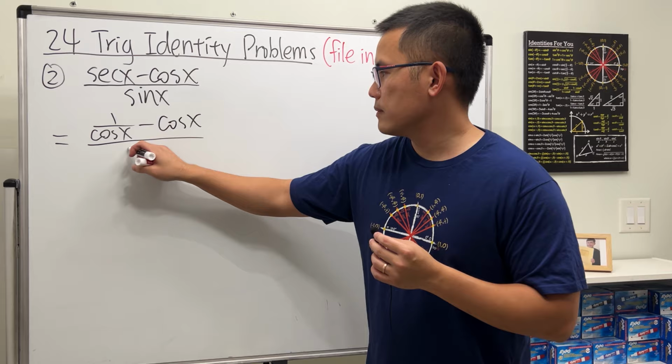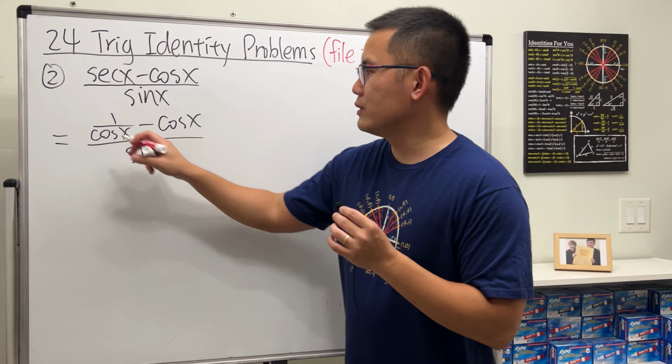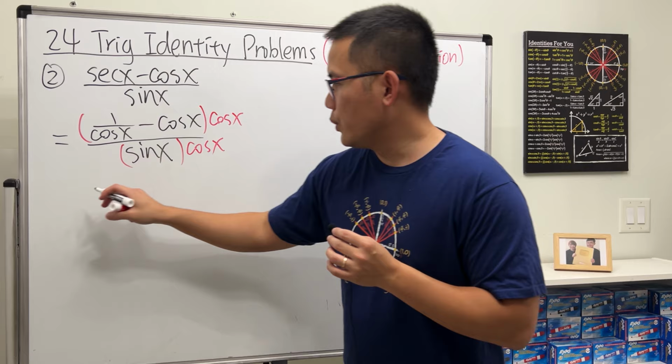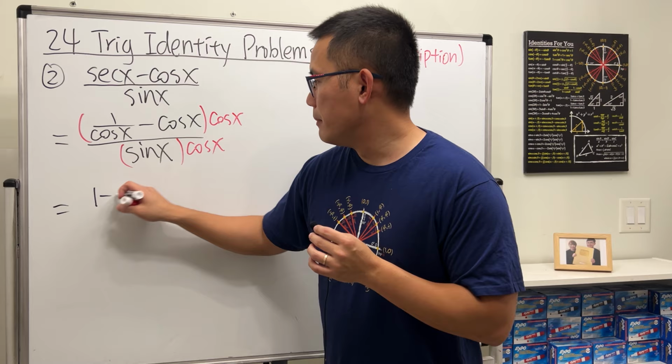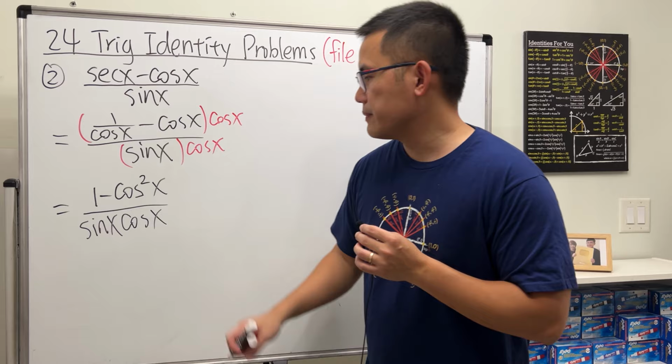Now what? Well, this is a complex fraction, meaning that we have a little fraction instead of a big one. So what we can do is multiply the top and bottom by that denominator, so let's multiply by cosine x here, likewise here. And we will see, when we multiply this and that, we get 1, and this times that, we get cosine square x. And for the bottom, it's just that, so let's keep it, sine x times cosine x.